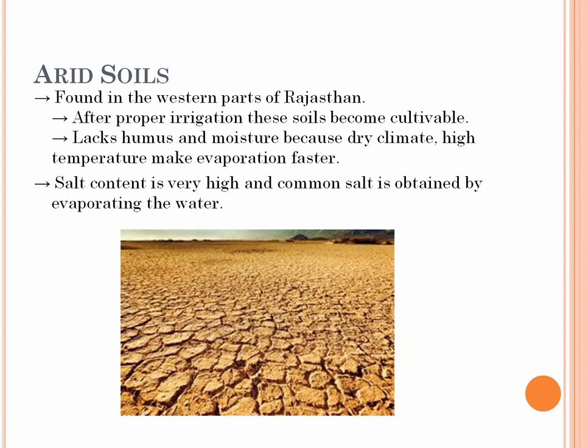Next, arid soil. Arid soil you find mostly as desert soil. Desert soil is arid soil. It's found in the western parts of Rajasthan. It is not good for agriculture because the soil is not really cultivable, and Rajasthan is a very dry area with low rainfall. But today we have made it possible with more irrigation, and we are cultivating in Rajasthan also. It lacks humus and moisture content in the dry climate, high temperature makes evaporation faster, and salt content is very high. The desert soil has more salt content, and the water easily evaporates.